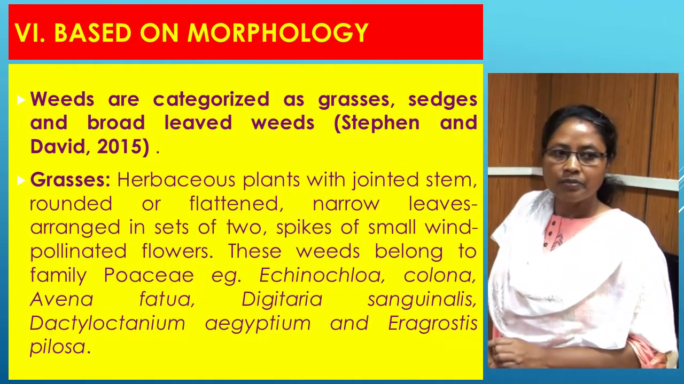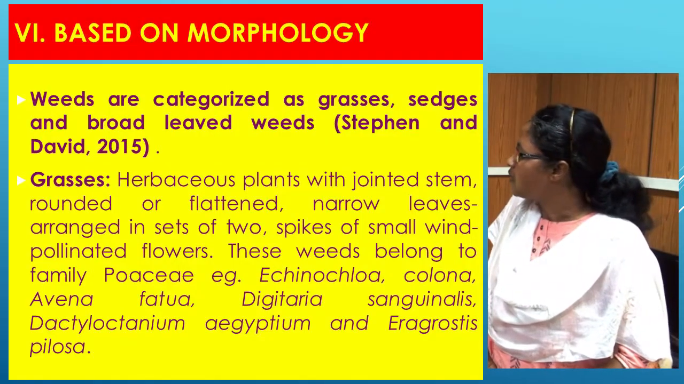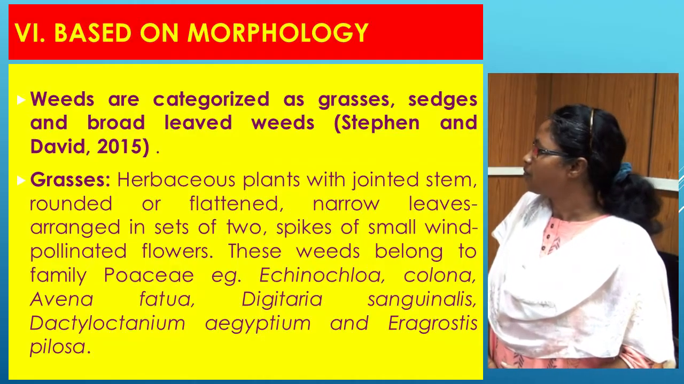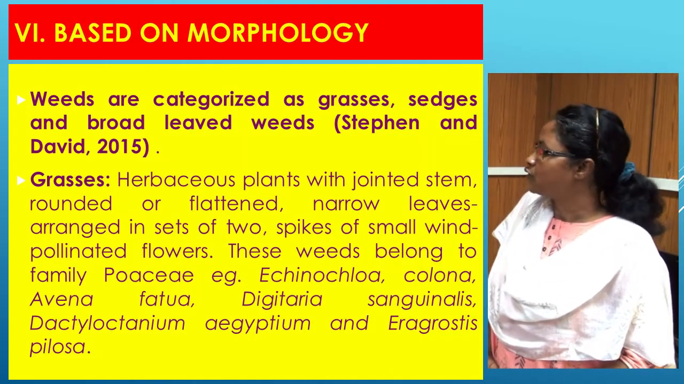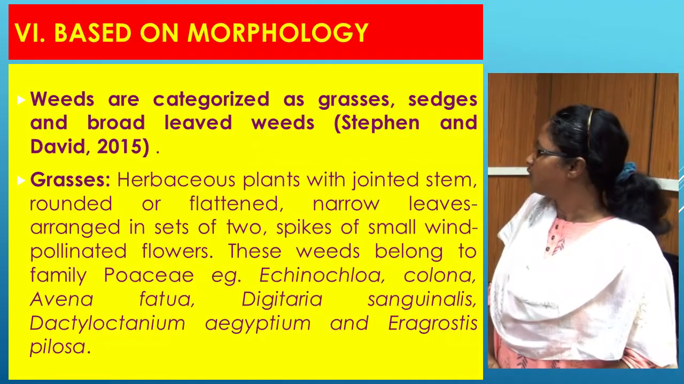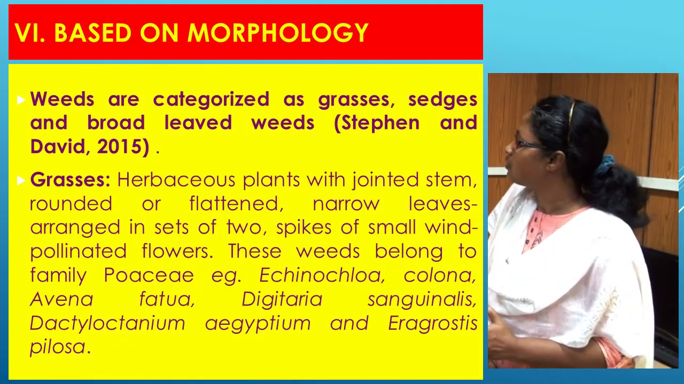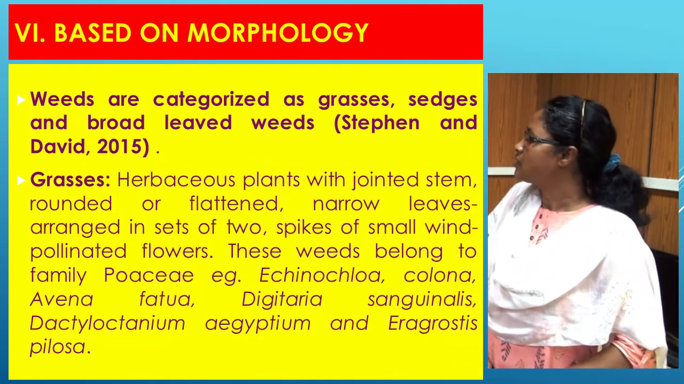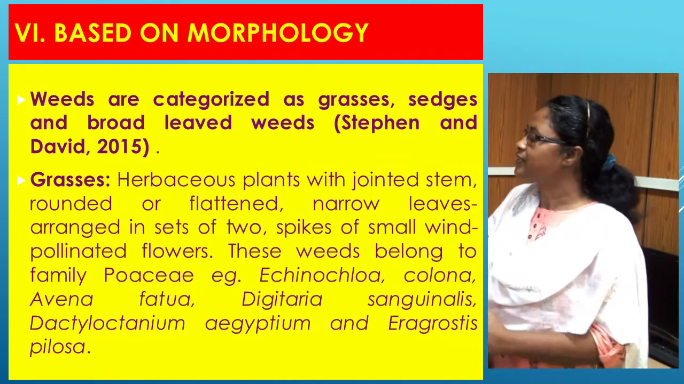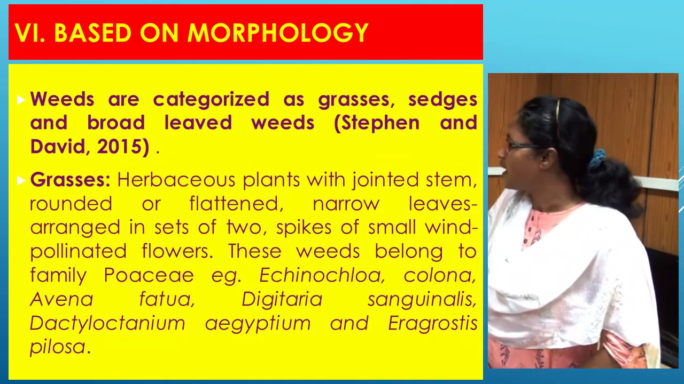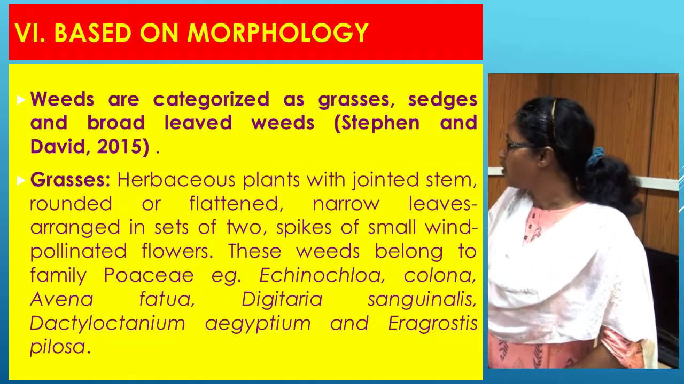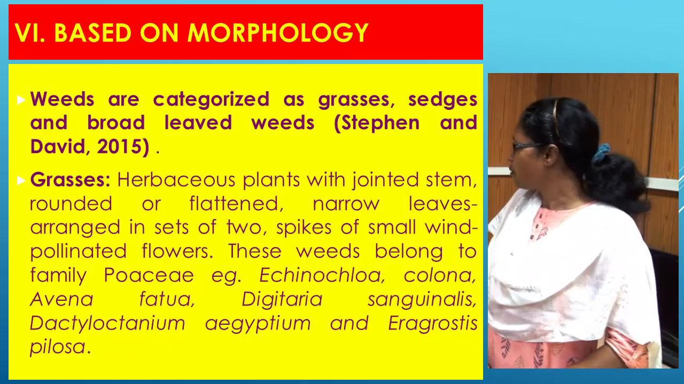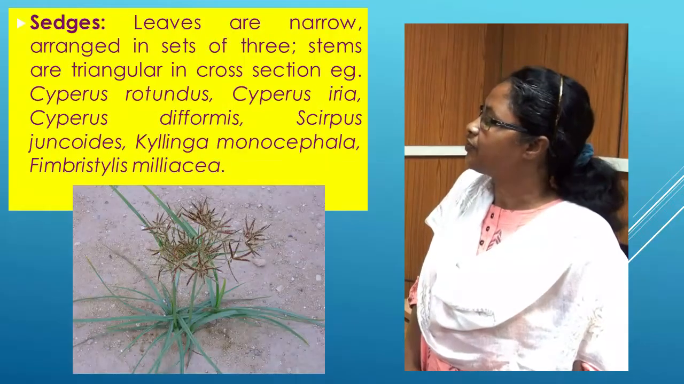Grasses means having narrow leaves. As herbaceous plants with jointed stem, rounded or flattened stem, narrow leaves arranged in sets of 2, spikes having small wind pollinated flowers. Those weeds belong to family Poaceae. Example Echinochloa colona, Avena fatua, Digitaria sanguinalis, Dactyloctenium aegyptium, and Eragrostis pilosa weeds.